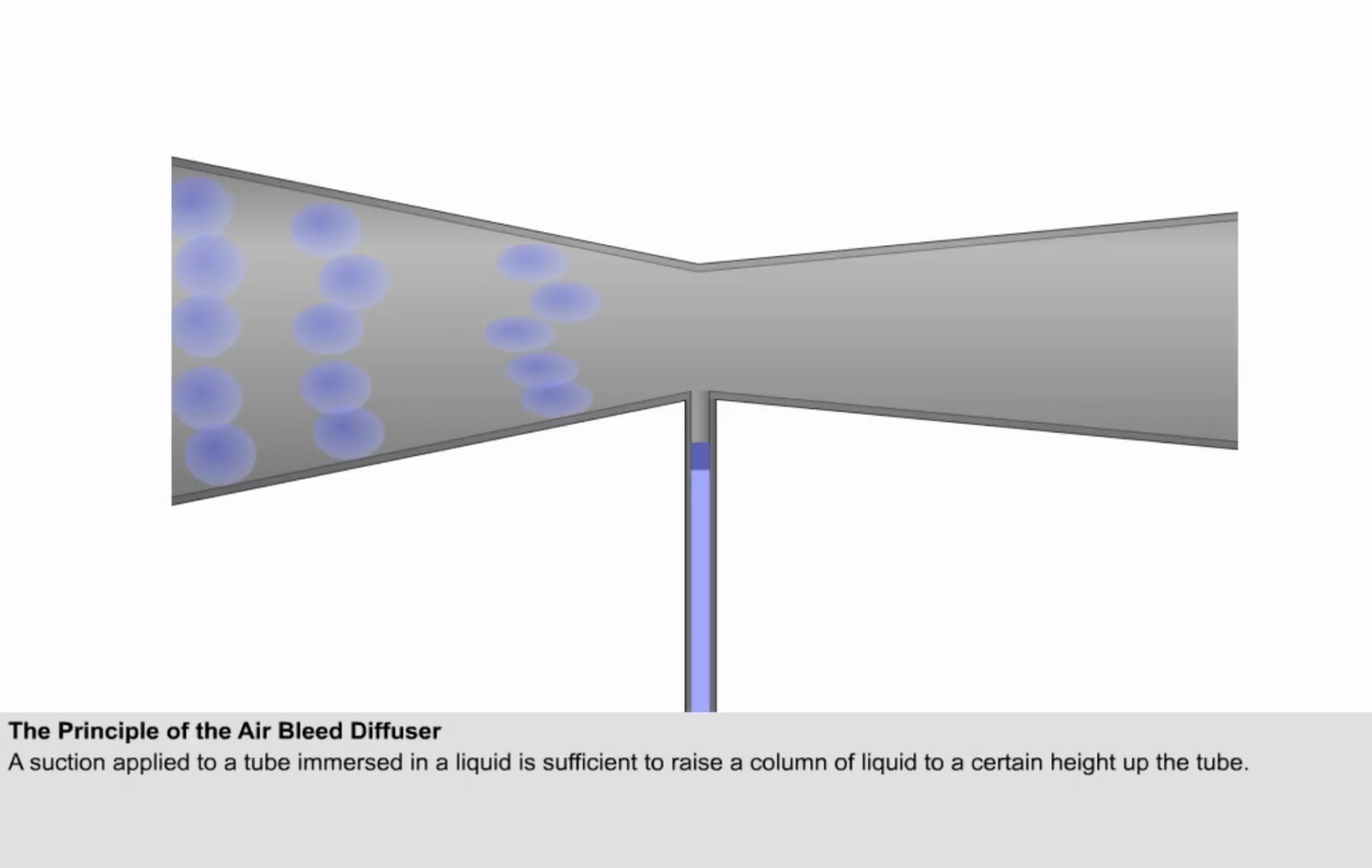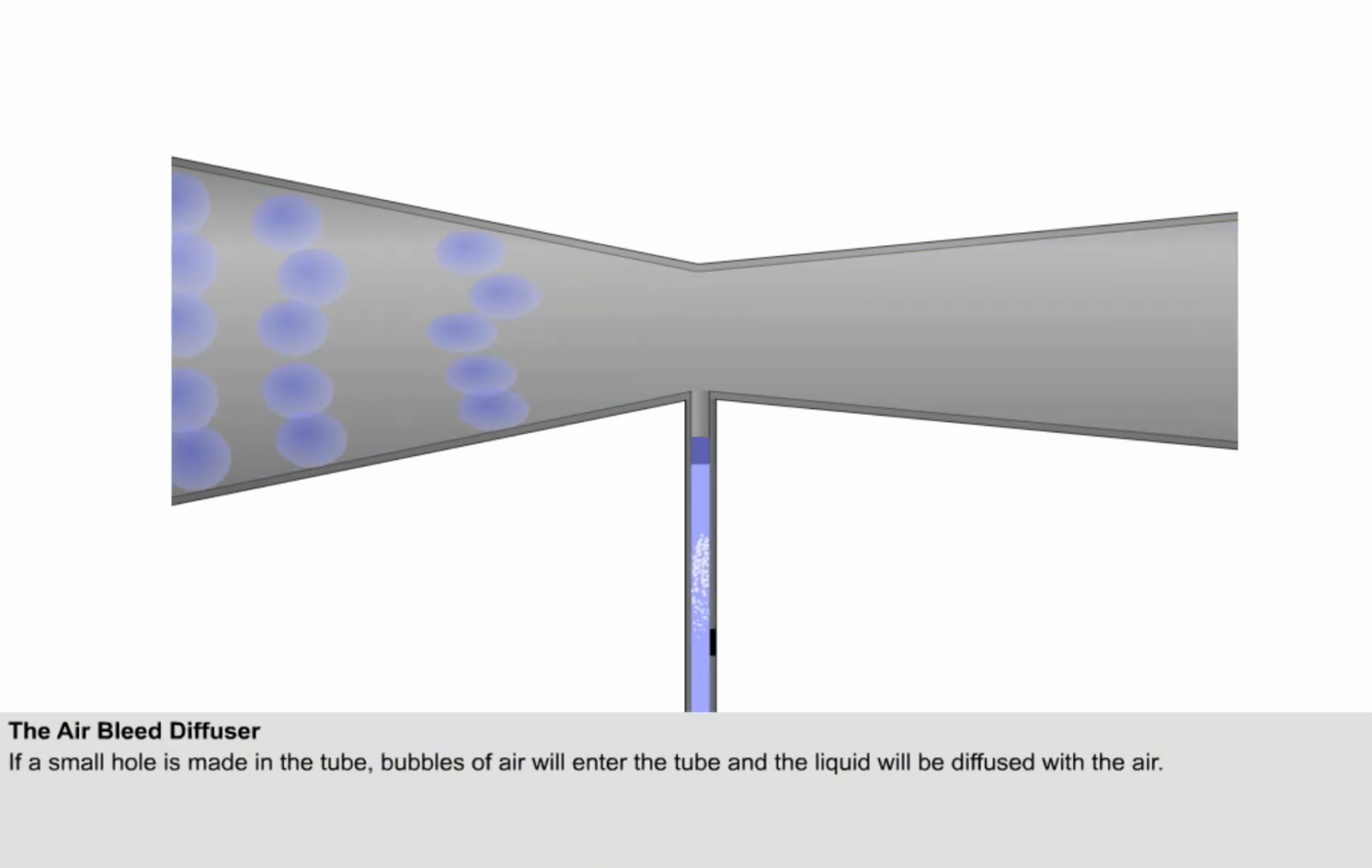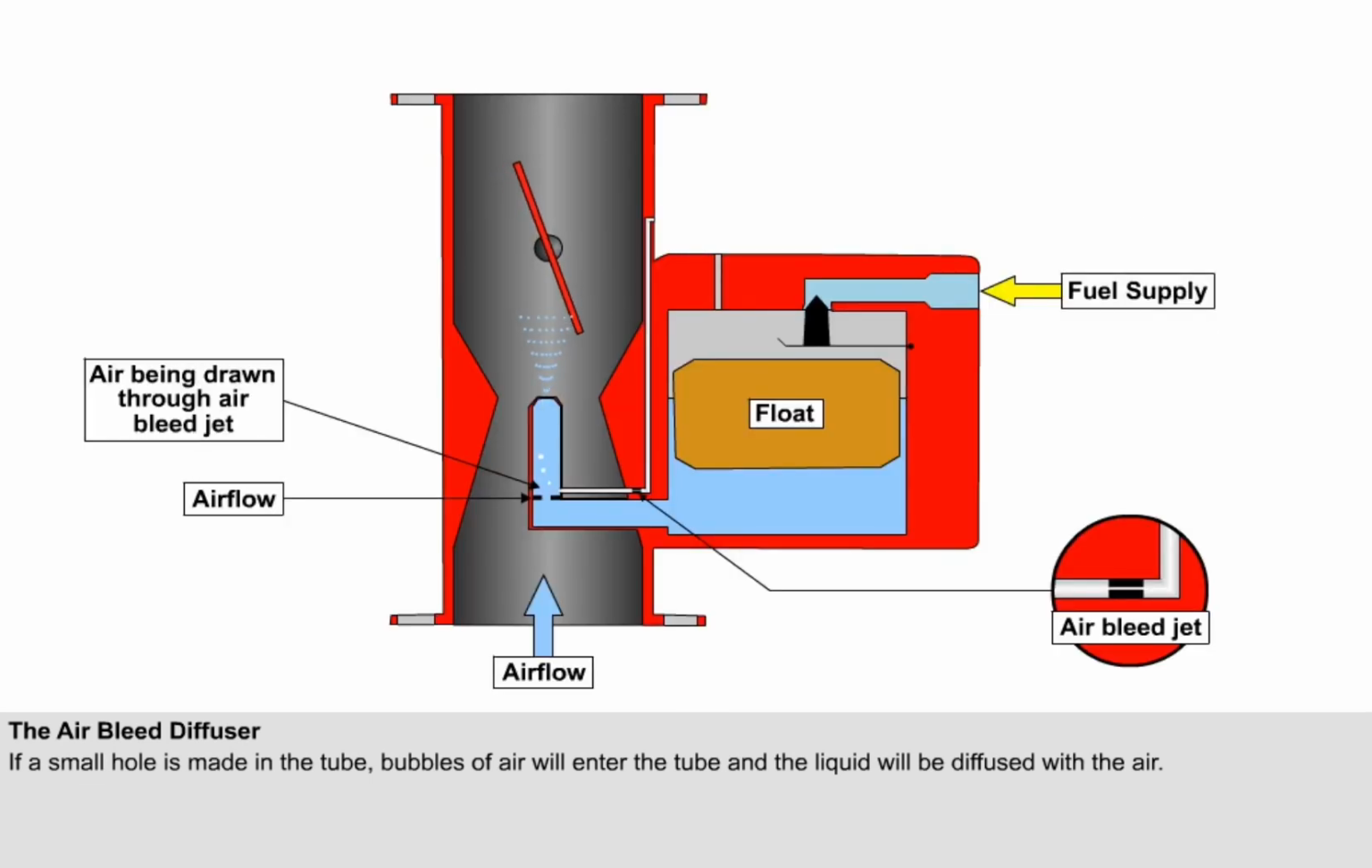A suction applied to a tube immersed in a liquid is sufficient to raise a column of liquid to a certain height up the tube. Should a small hole be made in the tube, under the same conditions, bubbles of air will enter the tube, and the liquid will be drawn up the tube in smaller drops rather than a continuous stream. In other words, the liquid will be diffused or made to intermingle with the air. Air bleeds into the tube and reduces the forces acting on the fuel, reducing the flow of liquid through the tube. This animation illustrates the principle being used on a basic carburetor.